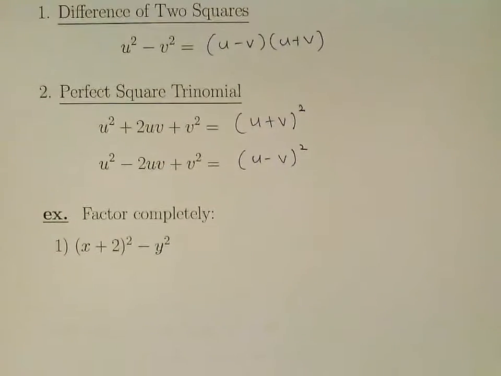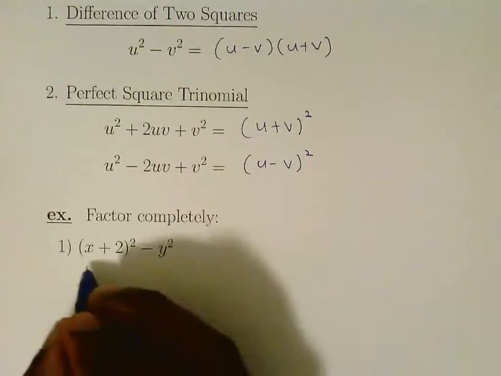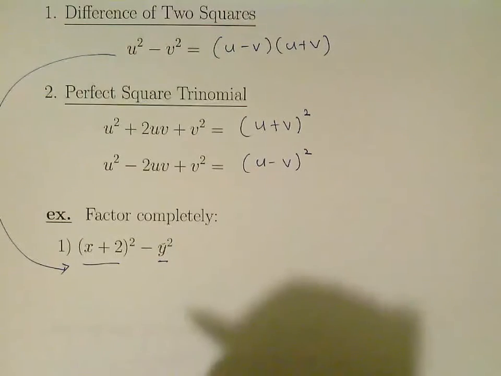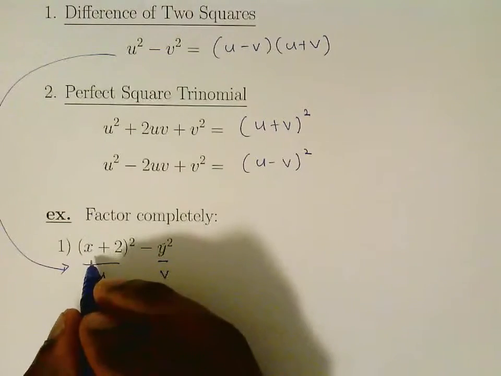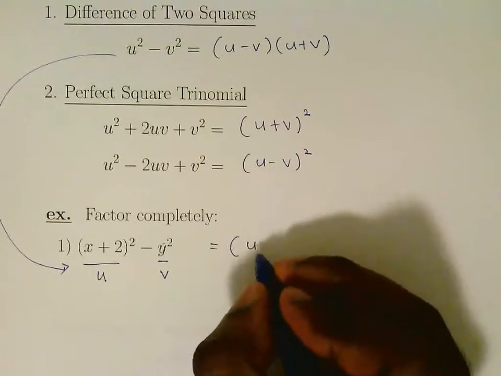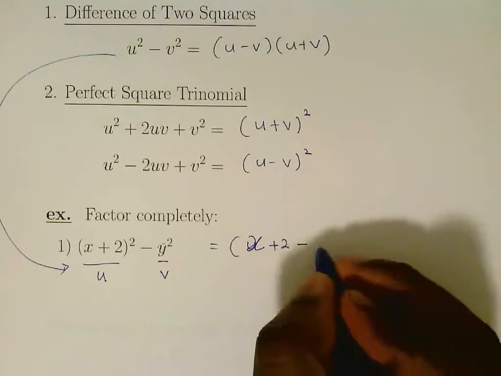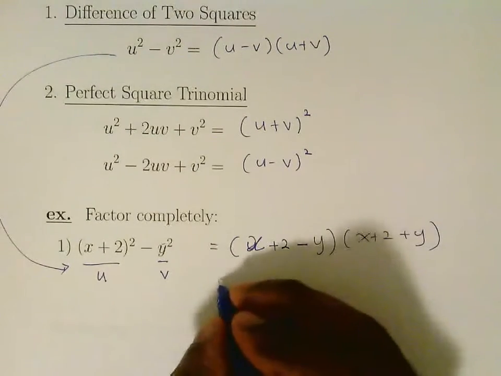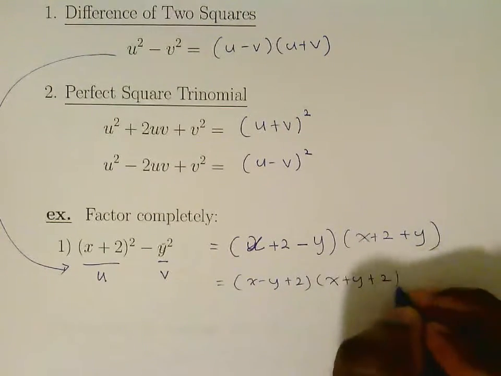Now let's see how you factor this. How do you identify that this is one of those forms? Well, two terms squared and a minus, that begs you to use this. So this is your u and this is your v, and this is of the form u squared minus v squared. So the factoring is u minus v, u plus v, and your u is x plus 2, so that would be x minus y plus 2, x plus y plus 2.